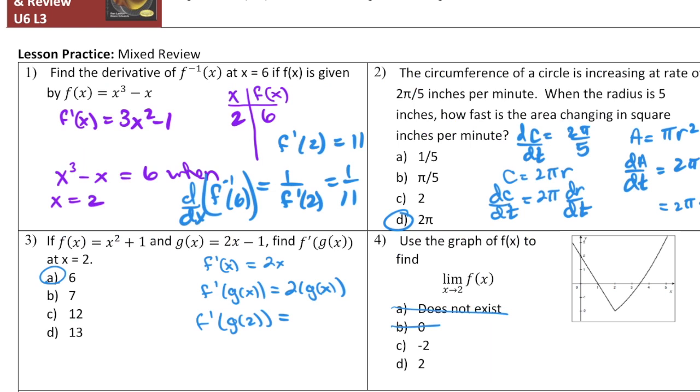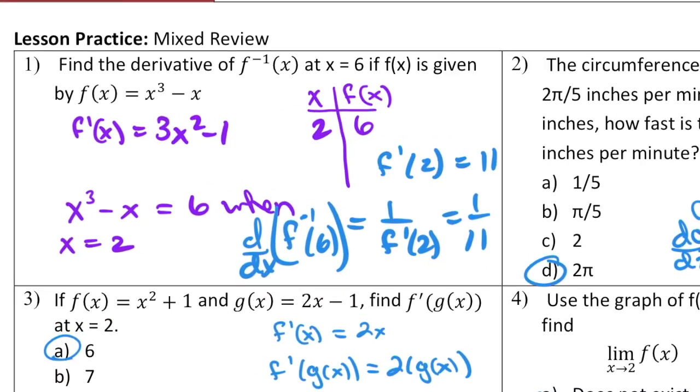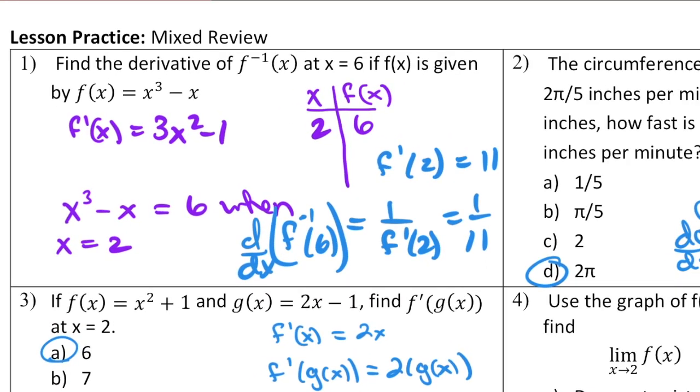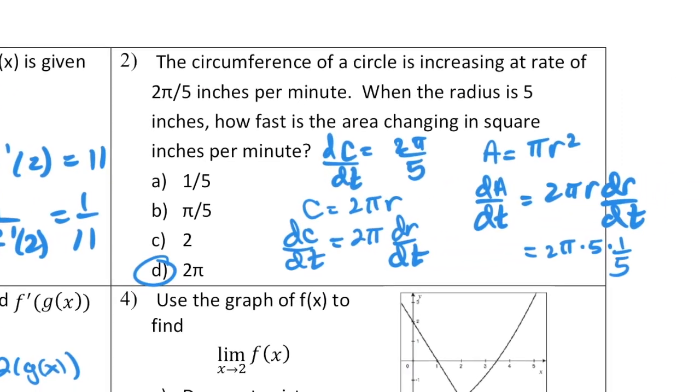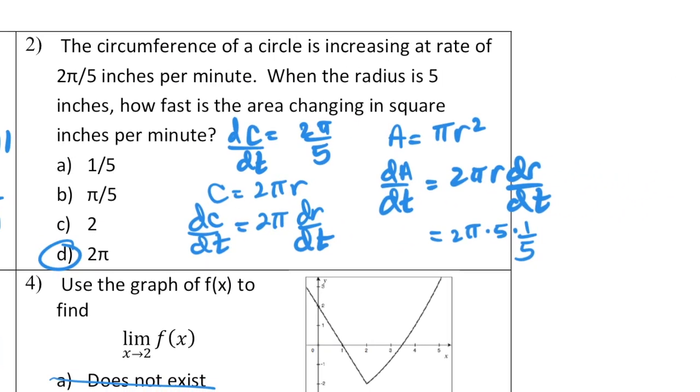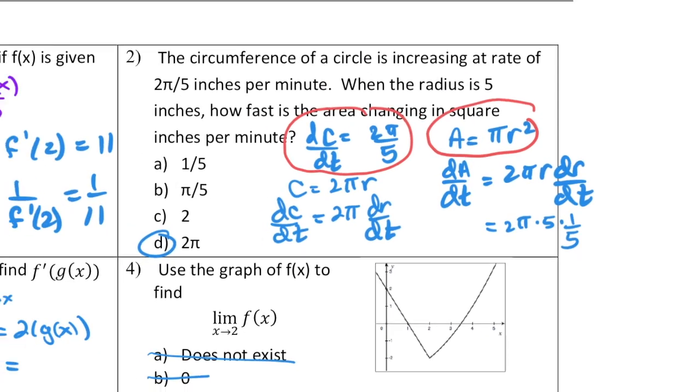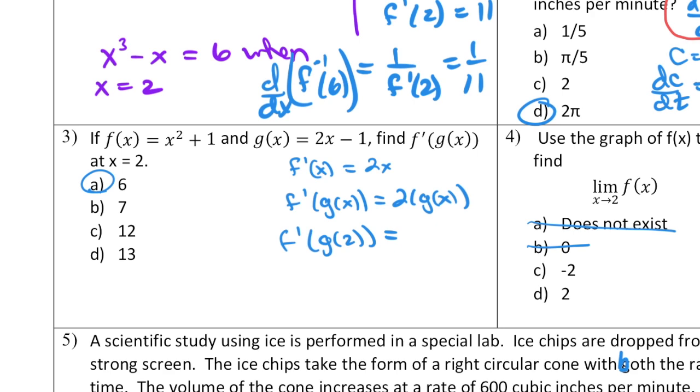On your second page, you had some mixed review. Once again, I wanted to talk about the inverse derivatives. Double check your work on that. Then we had another related rates problem. This one connected circumference to area. So after making that connection, determining how fast the area was changing should not have been too challenging.